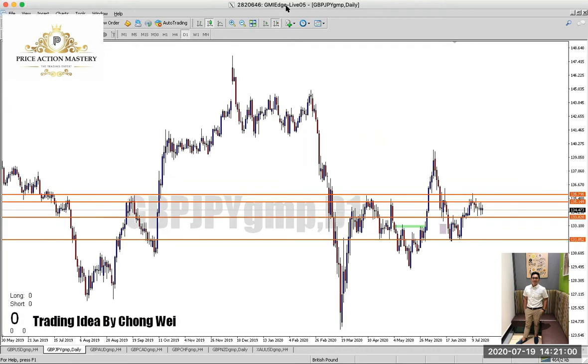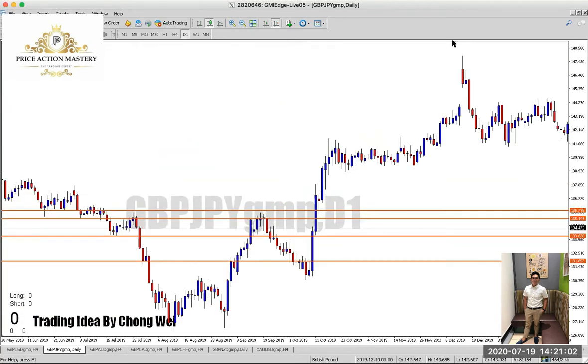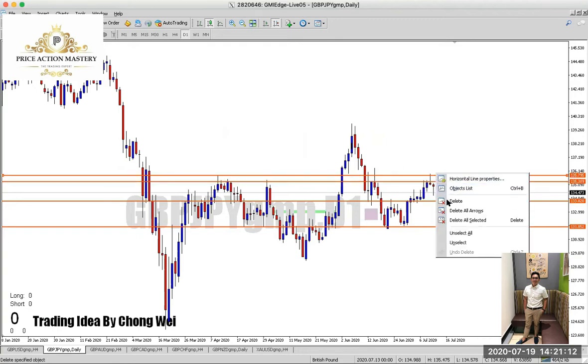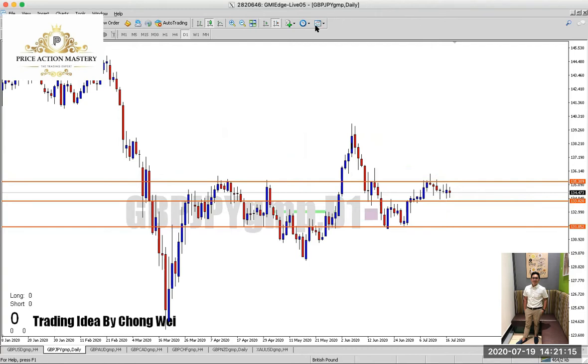Another one will be GBP yen. What I'm expecting is that now I'll be looking to buy. Why? Because I can see a double bottom has formed. The market broke and retested, so I'll be buying anywhere here and exit at this price. So this is the forecast for GBP yen. Quite clear. The market is already telling us what the trend is now.